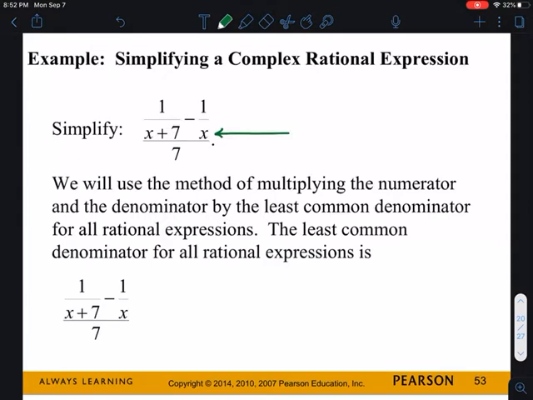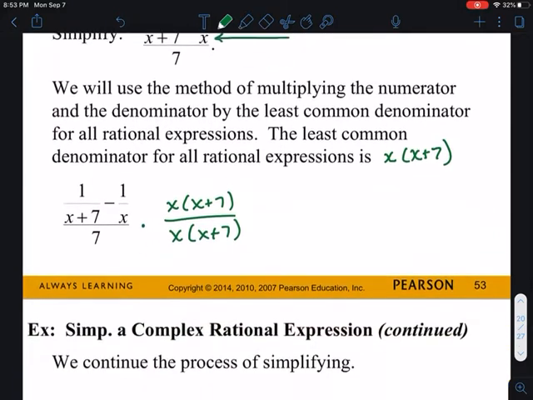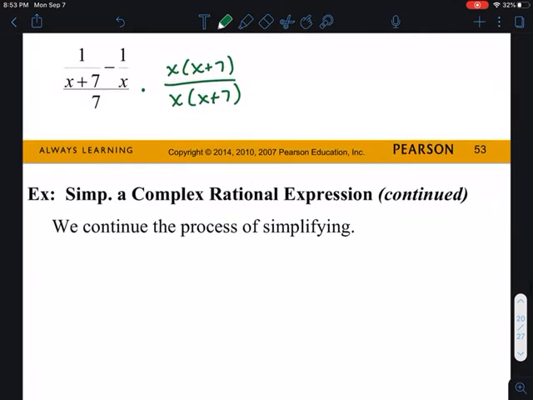So what we're going to do is look at what's in common. Well, nothing's in common, but the factors that we have are x and x plus 7. Those are the two pieces that we need to make a common denominator, or LCD. So we're going to multiply the fraction by the number 1. That means we're going to multiply by x times x plus 7 over x times x plus 7. That's going to help us eliminate those fractions in fractions. Those denominators, x plus 7 and x, are going to help us cross-cancel some things out as we go. So to have a little bit of room to work, we're going to continue this process down here.